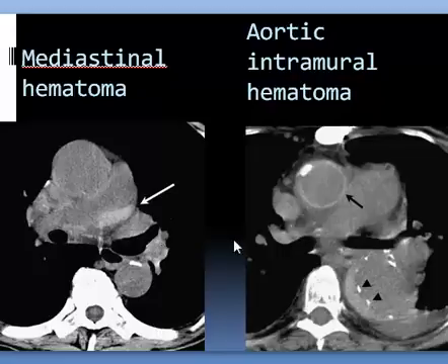Now in this one, blood collects within the mediastinum, behind the ascending aorta and pulmonary artery, and this is mediastinal hematoma due to leakage. Here we have the intramural hematoma. This is calcification. There is some increased density around here and some increased density here, displacing this calcification medially. This is the appearance of intramural hematoma.